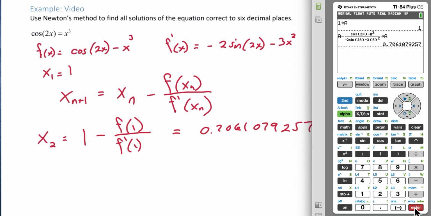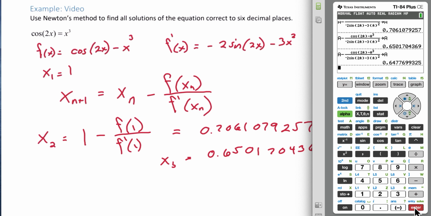And we can hit enter again, and the calculator will give us the next approximation, since it's going to take the new A value and put it into the previous equation. So our next approximation, x3, is 0.6501704369. That is not the same as the previous, so we're going to try it again, and keep in mind we're looking for 6 decimals of accuracy.